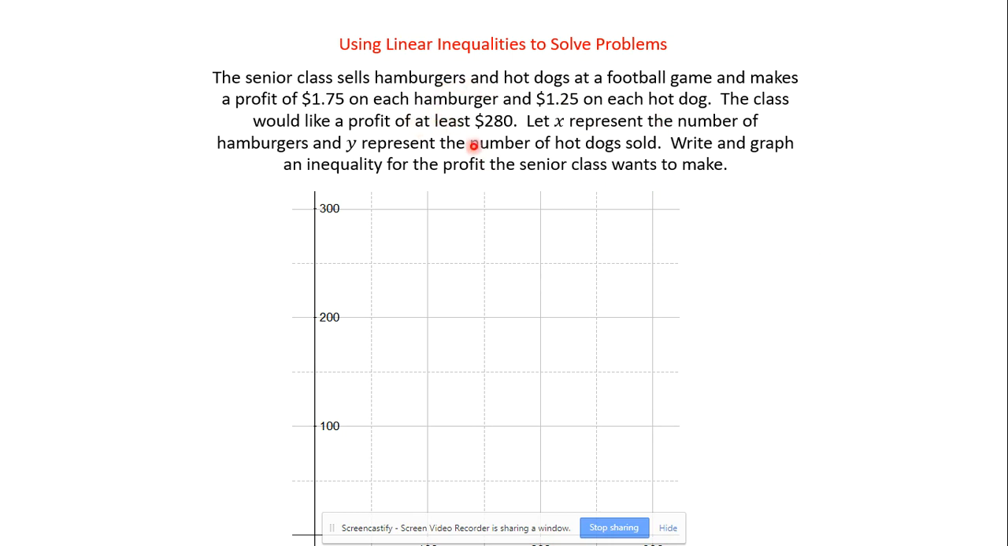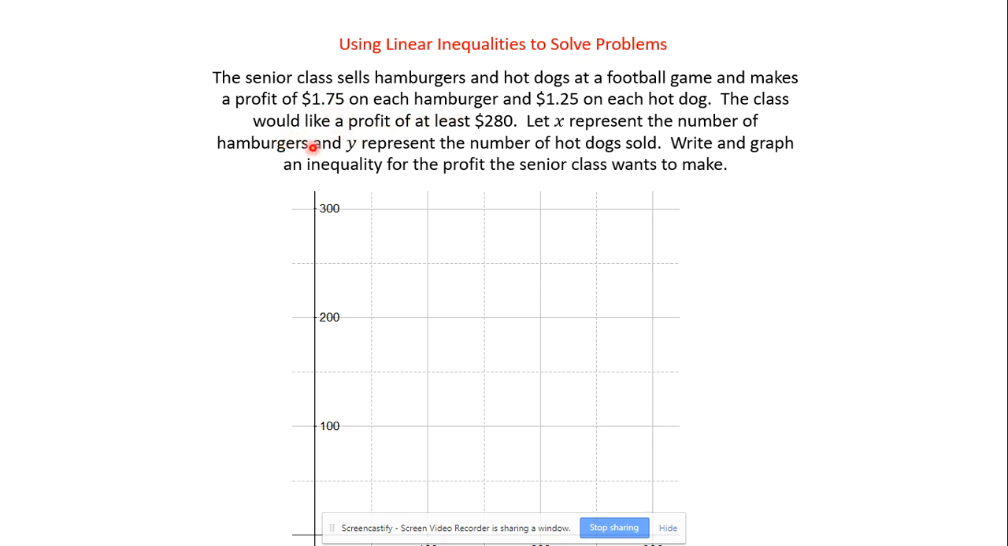And so this is all profit, so we don't have to worry about cost and revenue and things like that. It's just all profit. We just have to add it together. And so they make $1.75 on each hamburger. How would we put that in an equation? I know some people tend to struggle with this. There's a really easy way of setting these equations up. So $1.75 on each hamburger.